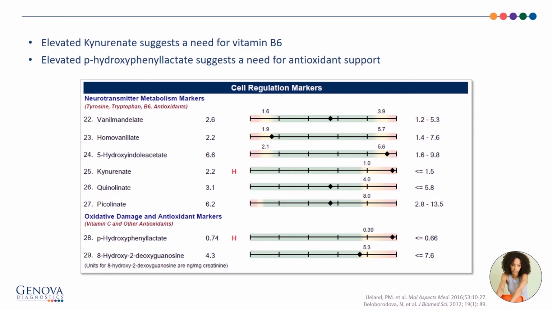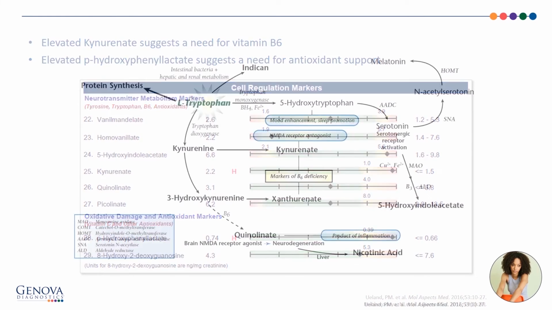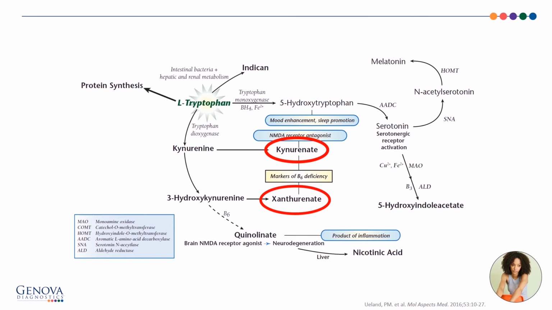This patient also had an elevation of kynurenate, which suggests a need for vitamin B6. As you recall, this patient was consuming a significant amount of alcohol, which frequently results in deficiencies of folate and B6. Elevations in p-hydroxyphenyllactate suggest a need for antioxidant support, and this might reflect poor intake of antioxidant-rich foods or increased oxidative burden. Here's another simplified view of the tryptophan kynurenate pathway, and it's a reminder of how these two biomarkers are used. Xanthurenate and kynurenate both serve as markers for B6 status, and when we see them elevated together, it indicates a stronger need for B6.